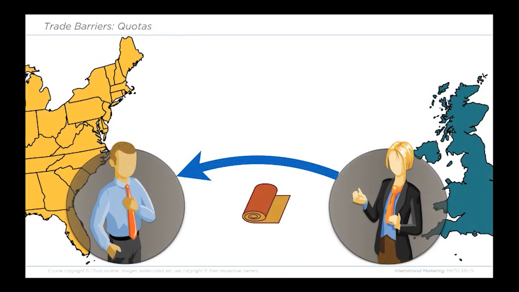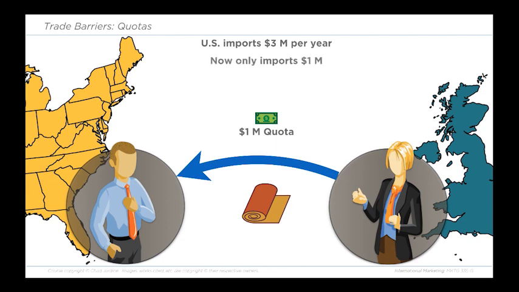Now, in addition to tariffs, there's a similar type of protection, which is quotas. So here we have the same textile example with the UK and the US. In this example, the U.S. imports $3 million of textiles per year, and let's say that they impose a quota of $1 million. So this doesn't change at all the $3 million demand for the product. What it does, though, is that supply is now less than demand, which has the effect of increasing the price of the UK textiles, which creates a similar advantage for the U.S. manufacturer of textiles because now their products are less expensive.